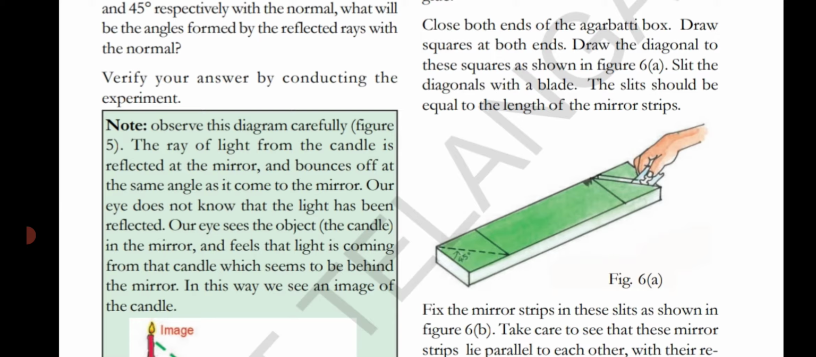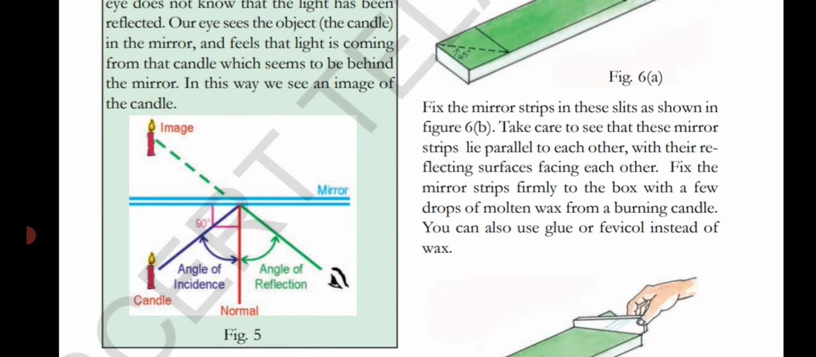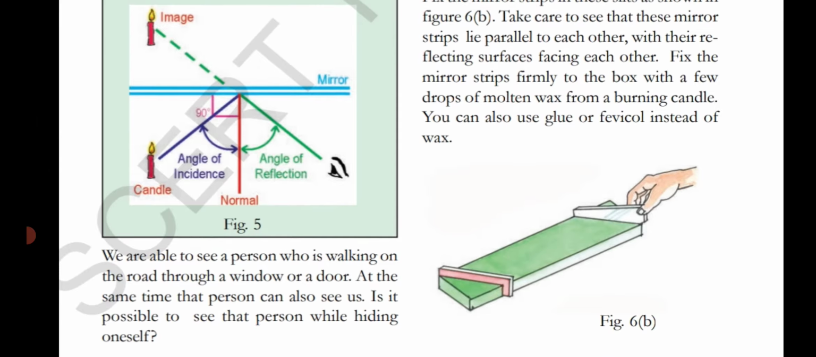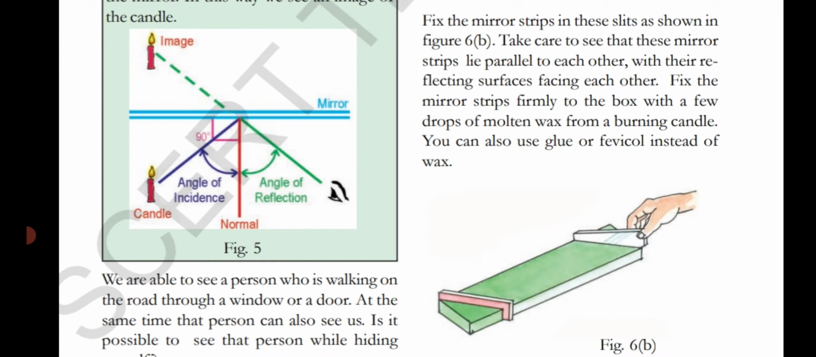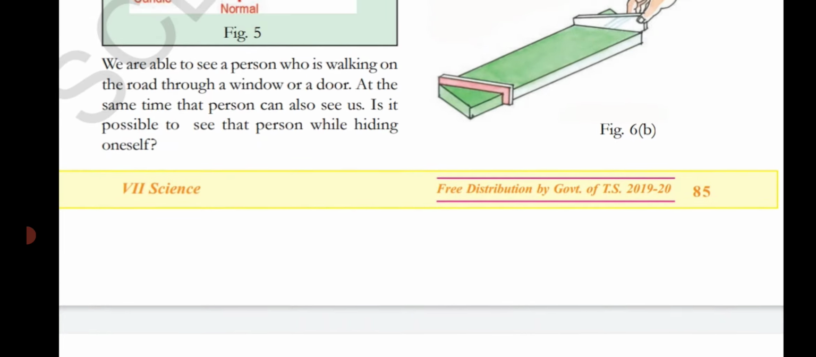Slit the diagonals with a blade. The slits should be equal to the length of the mirror strips. Fix the mirror strips in these slits as shown in figure 6b. Take care to see that these mirror strips lie parallel to each other with the reflecting surfaces facing each other. Fix the mirror strips firmly to the box with a few drops of molten wax from a burning candle. You can also use glue or Fevicol instead of wax.